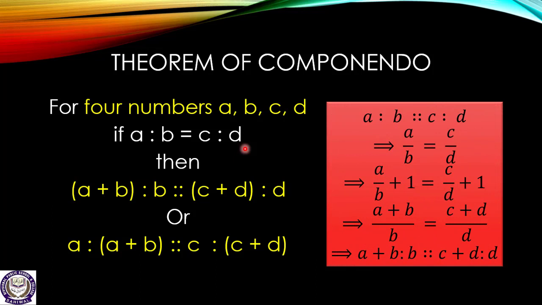This can also be proved. We can write A ratio B as A over B equals C ratio D as C over D. Adding 1 on both sides, we get A plus B over B is equal to C plus D over D. Or we can write it as A plus B ratio B is in proportion to C plus D ratio D.